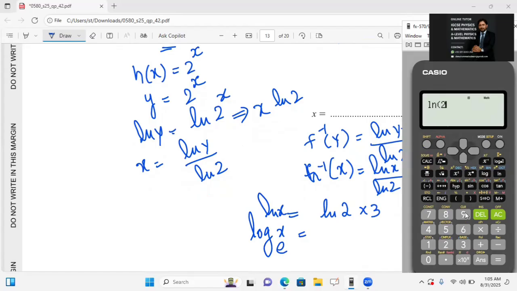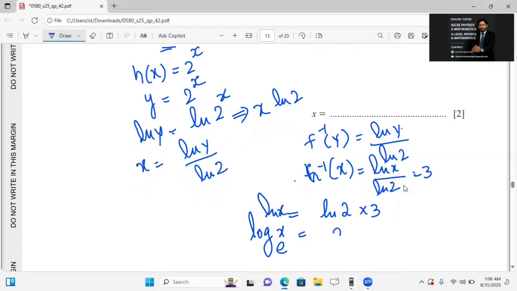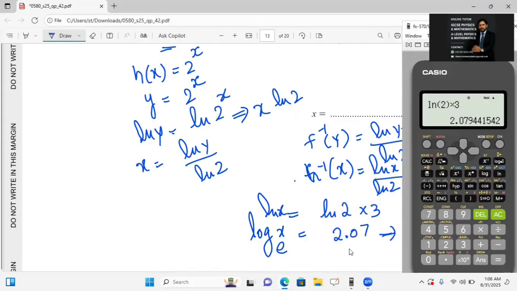ln 2 multiply 3 equals 2.07. So x, according to logarithmic to exponential conversion, x is equal to e power 2.07.